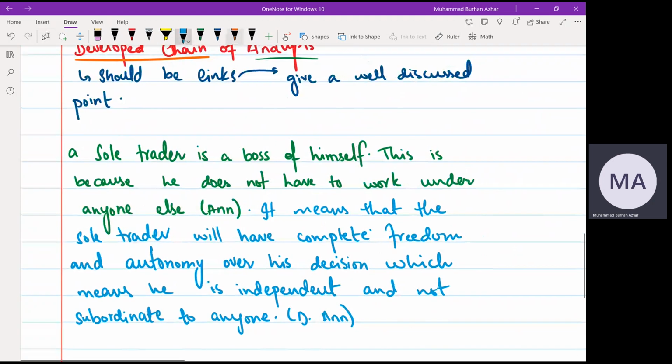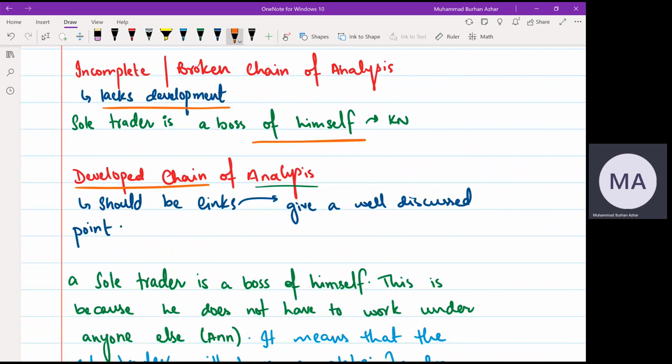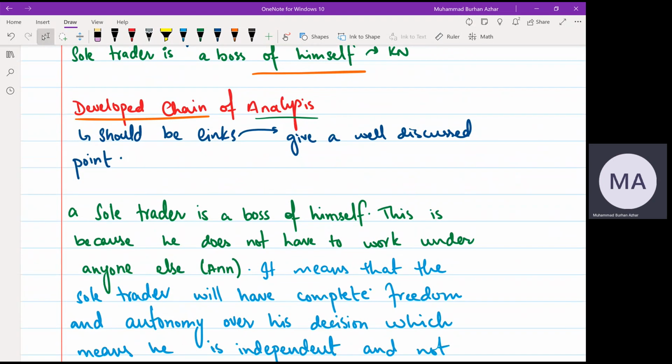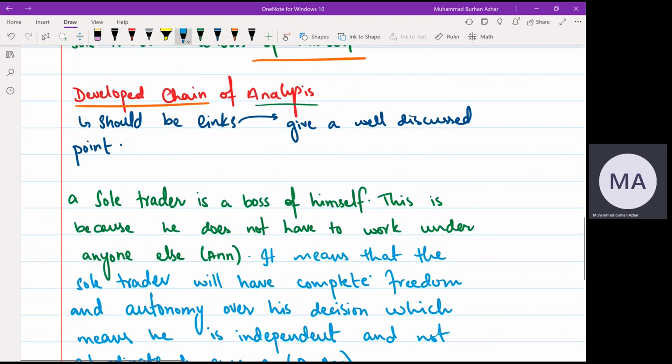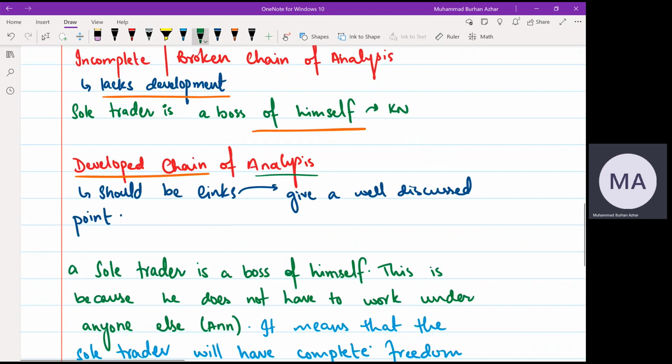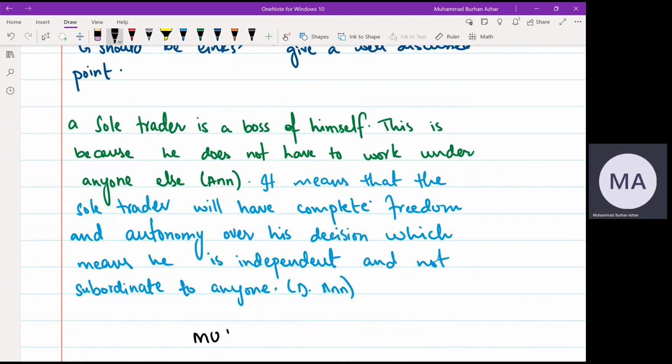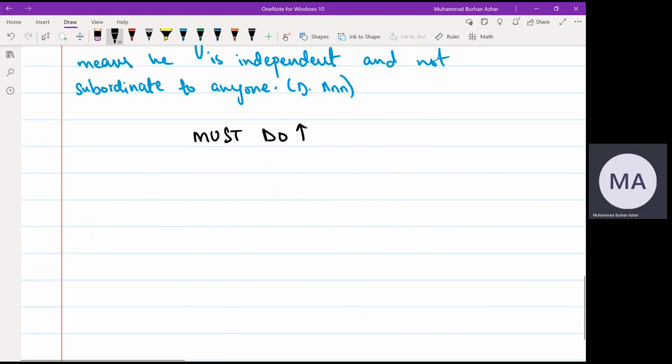So baat is the same. मैंने पहले भी यही कहा था कि he's a boss of himself and it's self-explanatory, but the thing is that the examiner wants you to develop this analysis into a chain, or this is what a developed analysis looks like. And whenever you're answering your questions, you should avoid this thing कि ये incomplete analysis नहीं देना. So this is something to avoid, and this is something you must do. ठीक हो गया जी? We talked about analysis.